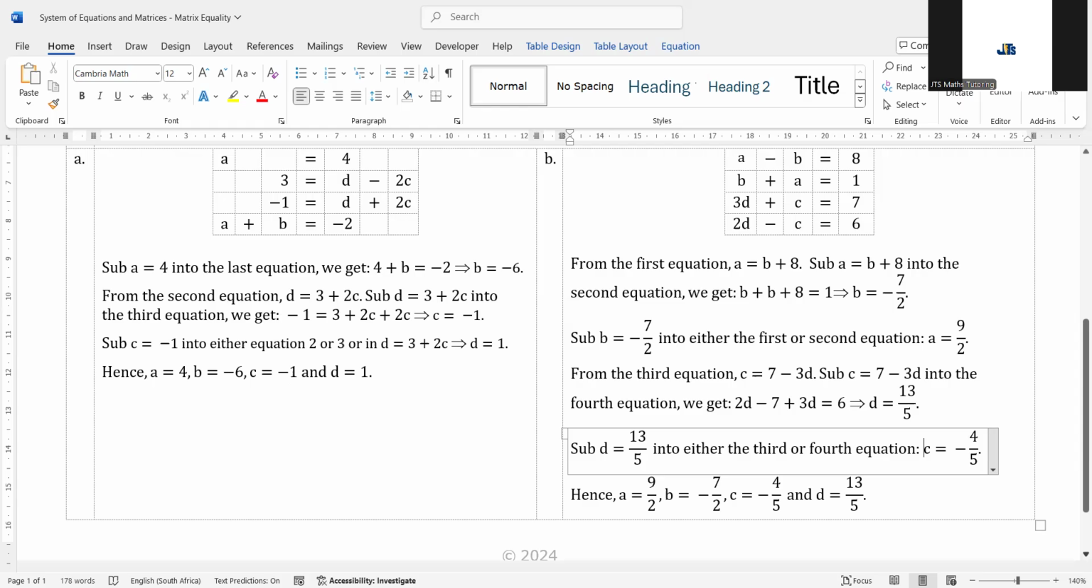So we are saying for the second given matrices to be equal to each other, A must be equal to 9 over 2, B must be equal to minus 7 over 2, C must be equal to minus 5 over 4, and D must be equal to 13 over 5. I'll leave it for you guys to verify all those algebraic manipulations which I was doing right there. Boom. This is what I had for you today, guys.